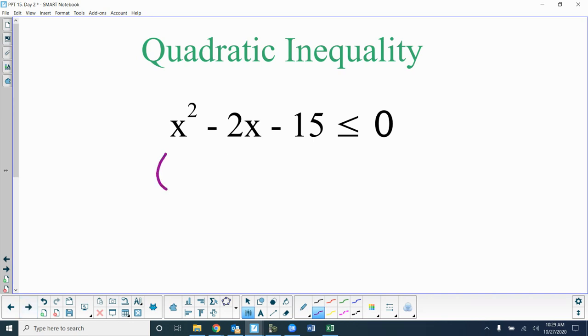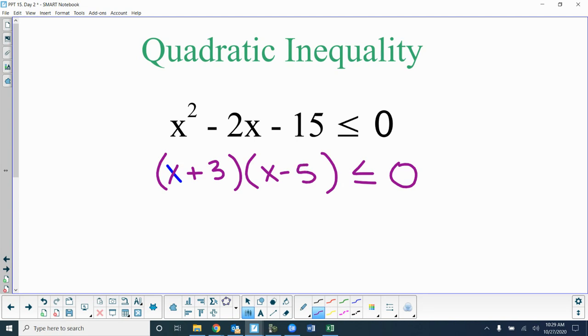All right. So Trey, go ahead. Very good. The 5's negative and the 3's positive. When I multiply them, I get negative 15. When I add them, I get negative 2. It's a regular, basic trinomial. A is 1, so it's really easy to do, right?